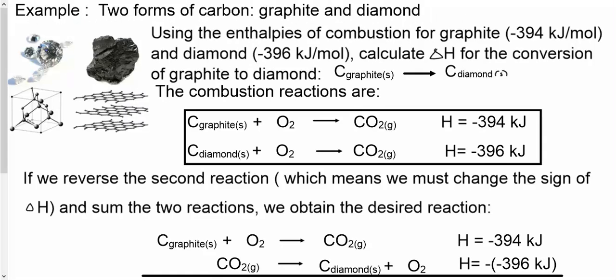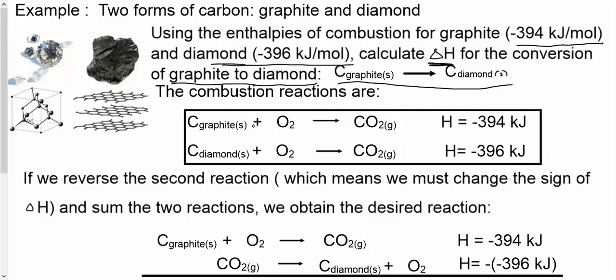Two forms of carbon. We have graphite and we have diamond. Both of these are made of carbon, pure carbon. The only difference is the arrangement of the atoms. Now we can use the enthalpies of combustion for graphite, which is negative 394 kilojoules per mole, and the enthalpy of formation for diamond, which is negative 396 kilojoules per mole, to calculate the enthalpy change for the conversion of graphite to diamond, shown here, graphite to diamond.